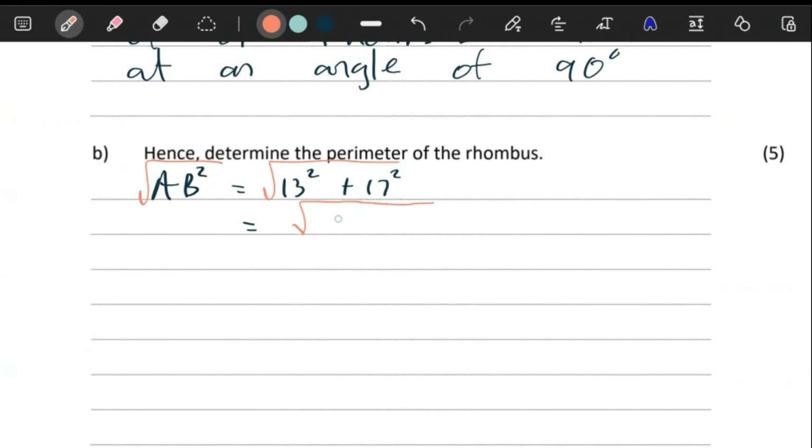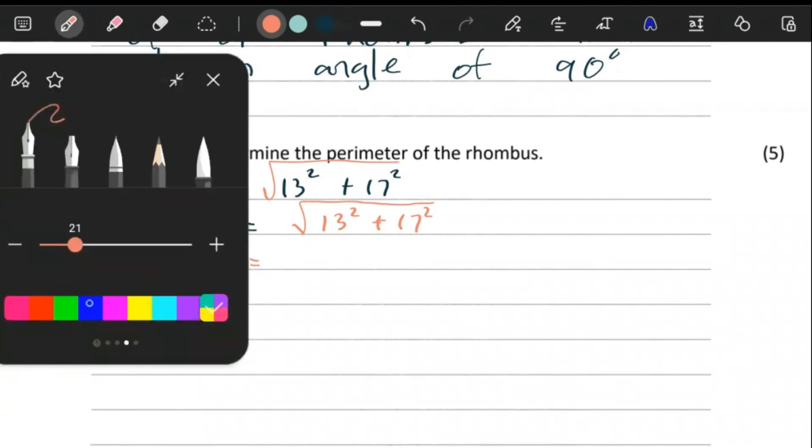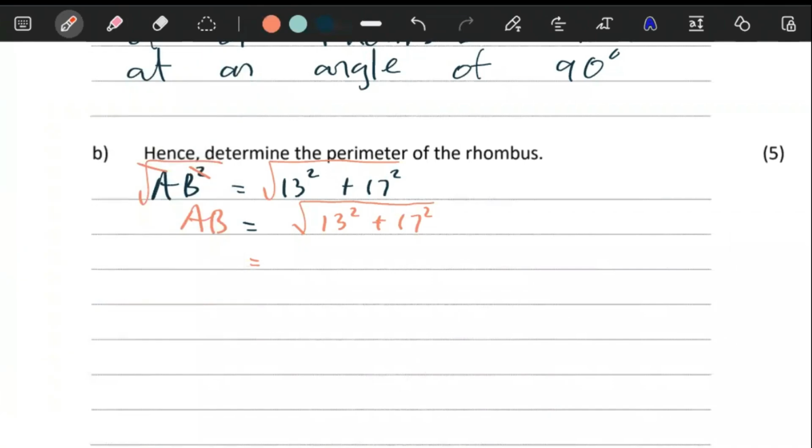We're going to get here 13 squared, 17 squared, AB. So what is this in the calculator? 13 squared plus 17 squared under square root. This is giving us square root of 458. There we go. And then to 2 decimal places, this is giving us 21.4. There we go.